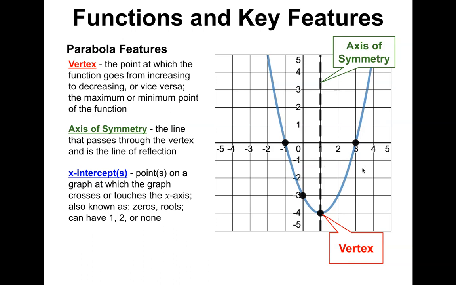Our x-intercepts are points on our graph at which the graph crosses or touches the x-axis. They are also known as zeros or roots. So if you're asked for the zeros of a function, you would look at the x-intercepts. If you're looking for the roots of a function, you would look at the x-intercepts. So where it crosses the x-axis, those could also be called your zeros or roots. For a parabola, you could have 1, 2, or no x-intercepts, and we'll look at that in more detail here later.